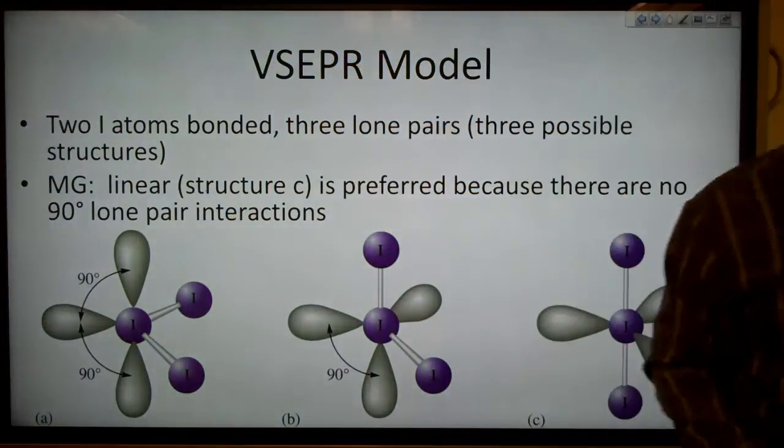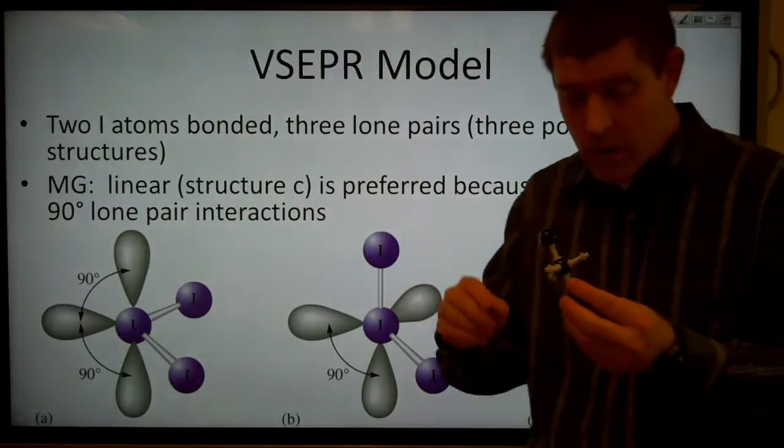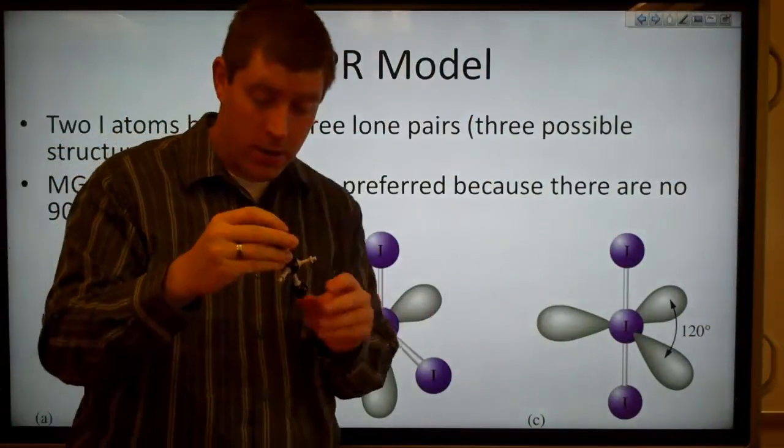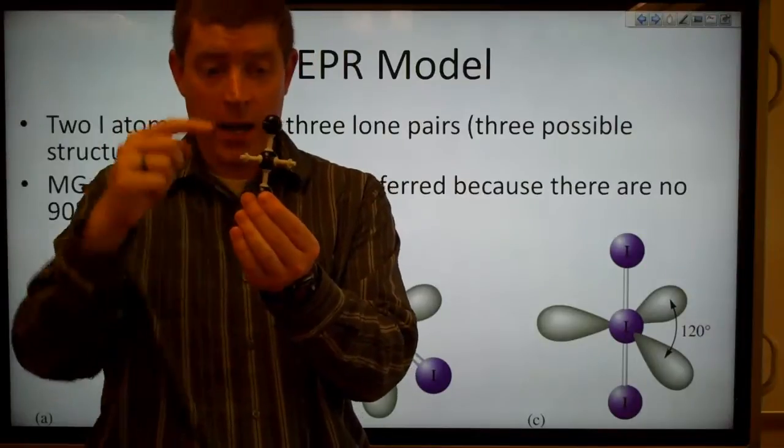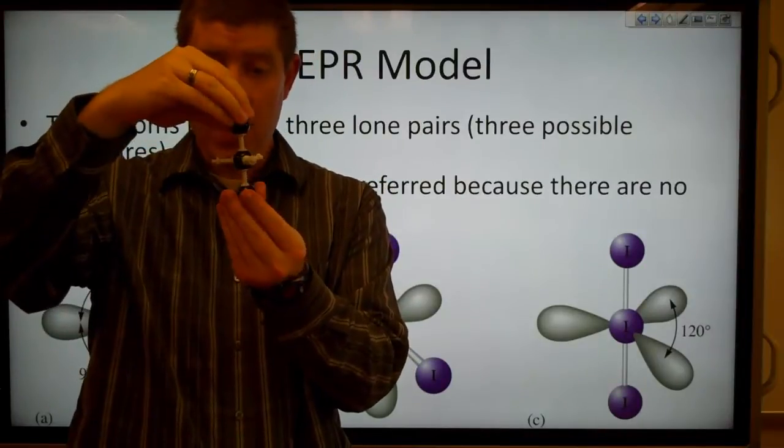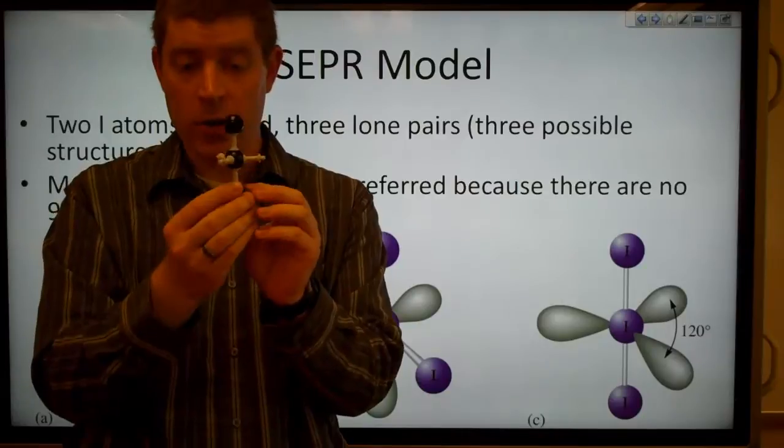And we've got 1 more possibility. The last possibility, which is over here, is this one, where we have both of our iodine atoms on the axial position and our 3 lone pairs on the equatorial positions.